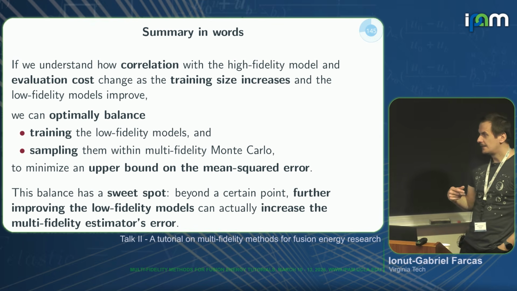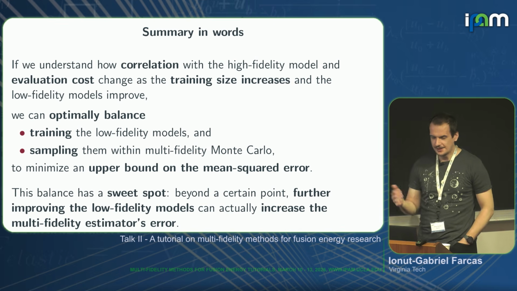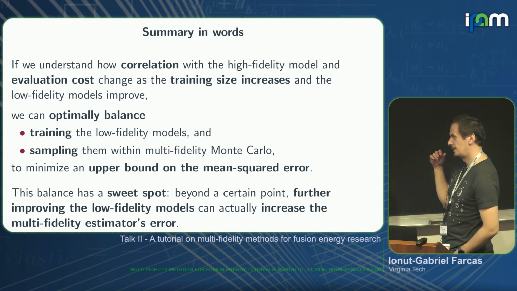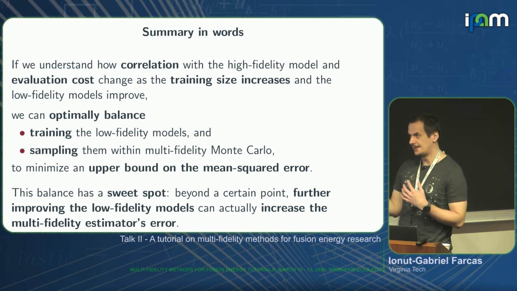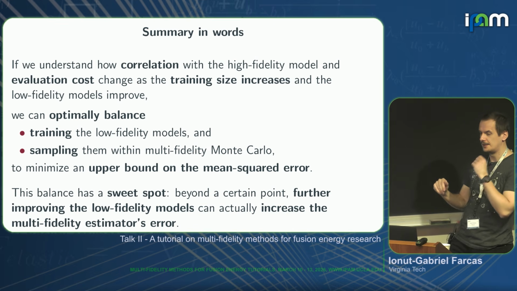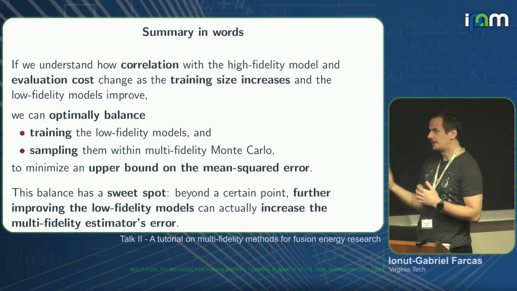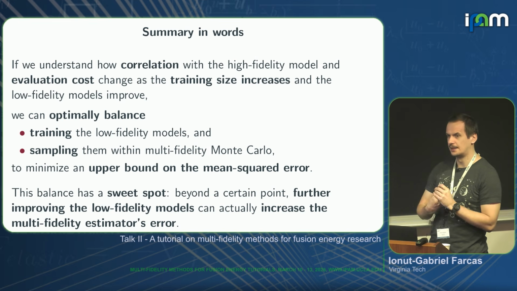So what you noticed in the previous slide is that this balance has a sweet spot, which says that beyond a certain point, further improving the low-fidelity model in a classical sense, so aiming only at accuracy, can actually be detrimental for the multi-fidelity Monte Carlo estimator.